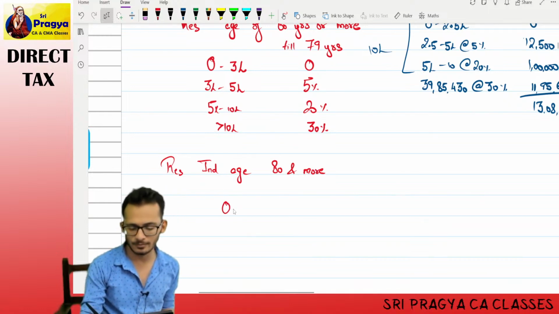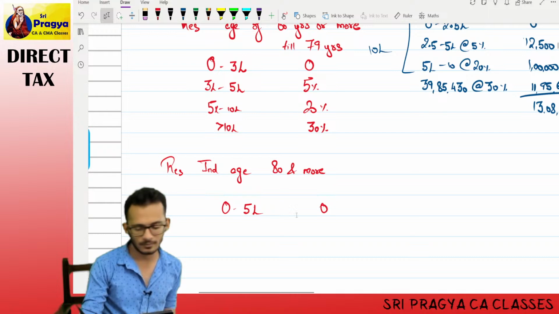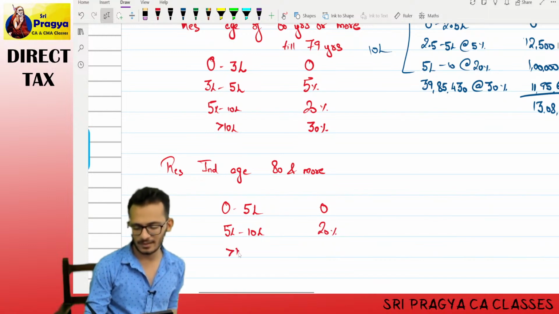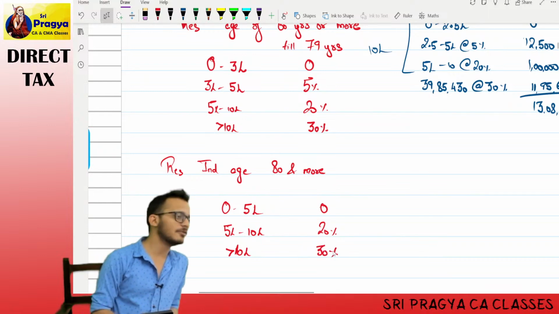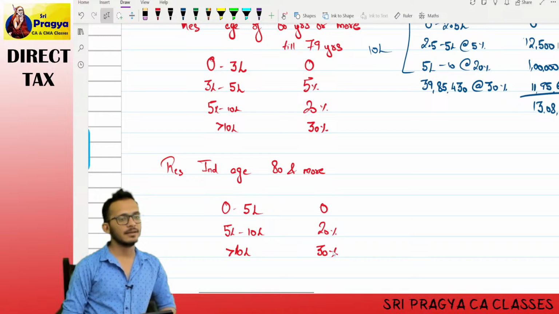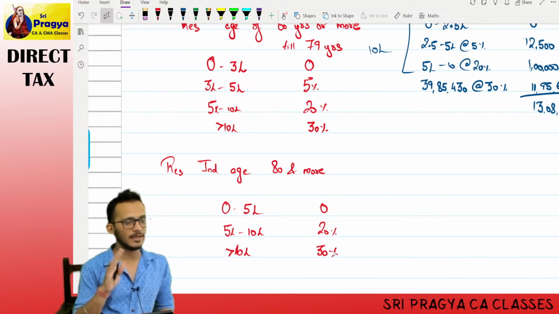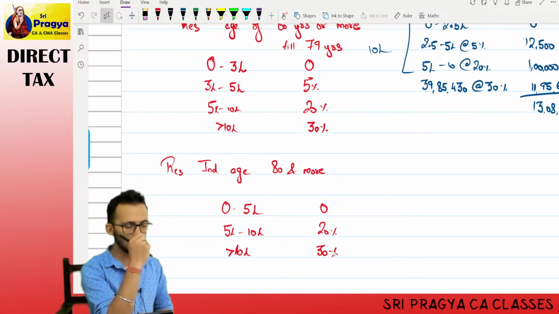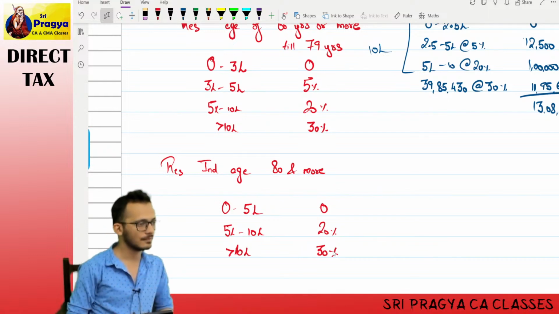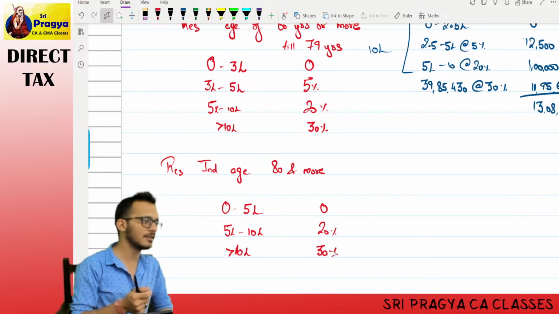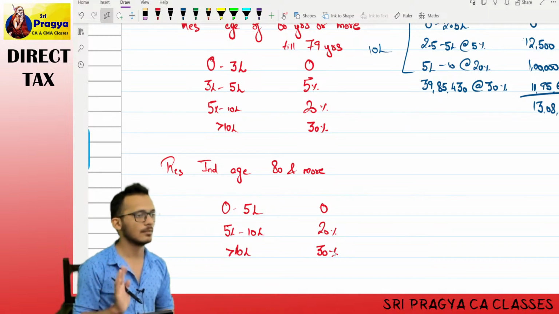Read it for me. 0 to 5. I told you nothing will change in the next slabs, which means the 2.5 slab itself is removed for you. Now up to 5 lakhs no tax, 5 lakhs to 10 lakhs will be 20%, after that 30%. Now how much is the benefit, Rahul? It is 12,500 rupees. 2.5 to 5 lakhs was 12,500. So they are giving an extra 12,500 benefit to you, saying no tax to pay.